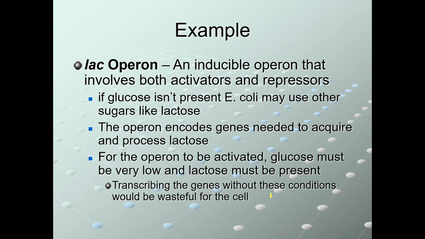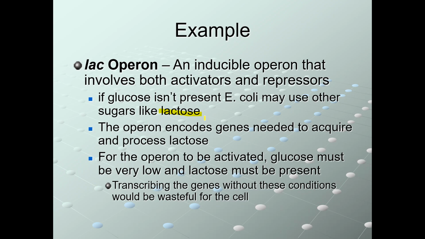All right, and the last example is the lac operon. Okay, so this is an operon that involves activators as well. Now, once again, it's usually about conserving resources. So just like us, glucose is a common sugar that's used for energy. And so in these particular bacteria that have this operon, if glucose is present, then they're going to use it and they're going to break it down. But if it's not present, they can use other sugars like lactose.